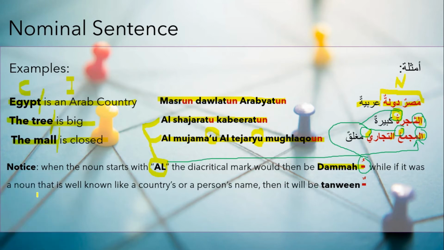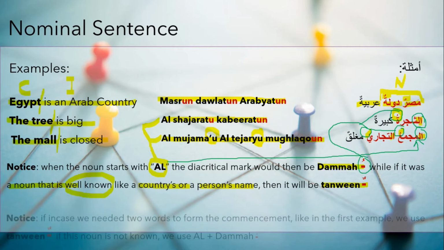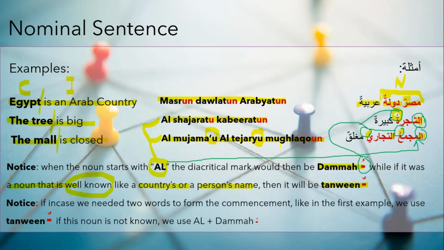But did you notice something in the third example? I'll be explaining it now. Just try to notice this. If the noun is well known, a country or a person name, we will put tanween dhamm on the last letter of the word. Like مصر دولة عربية. I needed two words to express the noun.